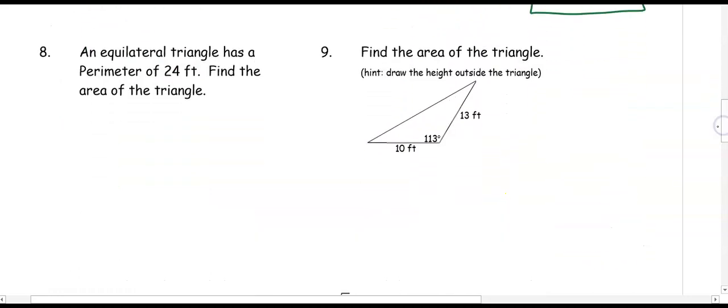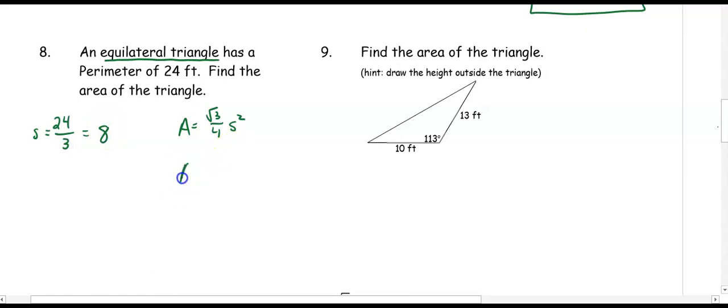In number 8, an equilateral triangle has a perimeter of 24 feet. Find the area of the triangle. So if we know that we have an equilateral triangle, we have a special formula for that. So the area of our equilateral triangle is root 3 over 4 times the side squared. So we need to know what the side is first. If the perimeter is 24, we have 3 congruent sides, so 24 divided by 3 will get us our side length, which is 8.